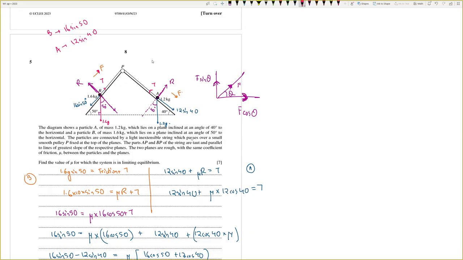On the other hand, since A is about to go up, the value of tension must be greater. So the value of tension must be equal to the value of the component of weight and friction, which is acting downwards to oppose motion.